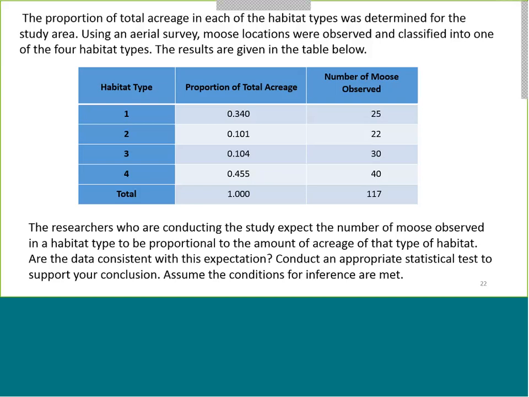And since the expected matrix is already predetermined, the proportion of total acreage, on the calculator you would need to enter 2 different matrices, one for the observed and one for the expected. They'd both be single column matrices, but that's why it's a different test. So when you go to the test menu, chi-squared goodness of fit would be a different test, and you would have to have already entered both of those matrices before you could run that test.